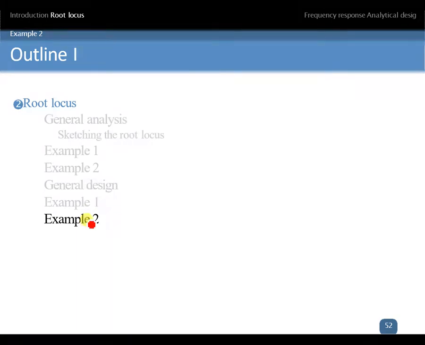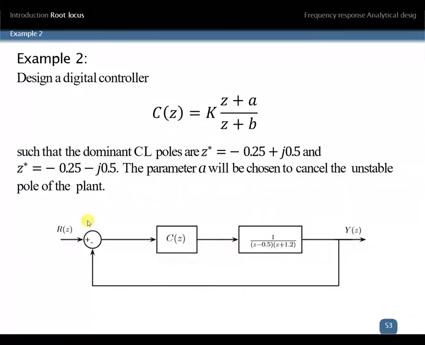Example number 2. They ask us to design the digital control C(z) = K(z + A)/(z + B) such that the dominant closed loop pole is z star, equal to 0.25. That means here they give us the z star. In the previous example, we had to calculate the z star based on the specification.